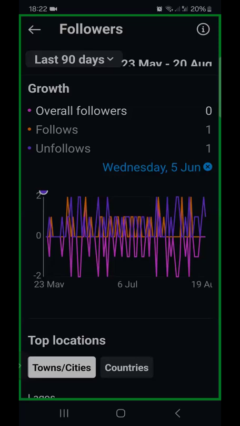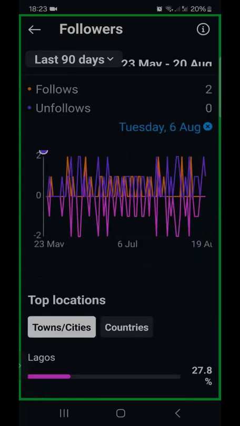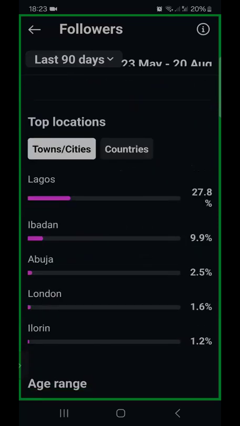If you have a day where a lot of followers join your profile, then you need to look at what you posted that day or 24 hours before, and try to build on that and post similar things. So if I look at Tuesday, 6th August, I can just pen that down and go back and look at it. Oh, two people followed that day. What happened on Tuesday, 6th August or the previous day?